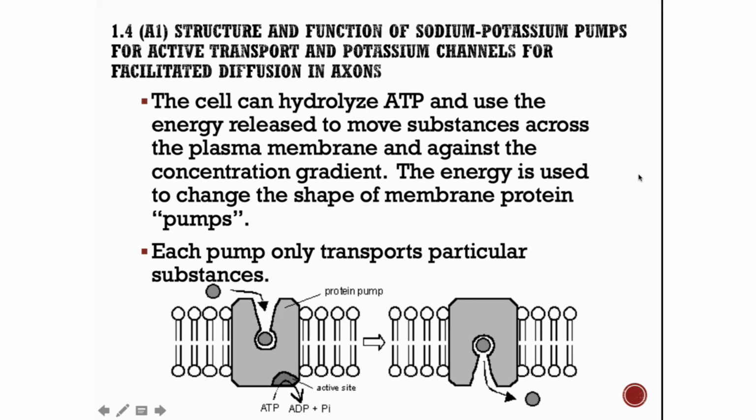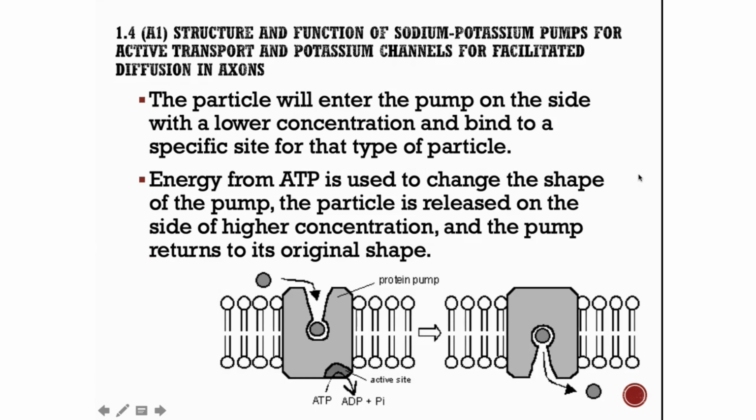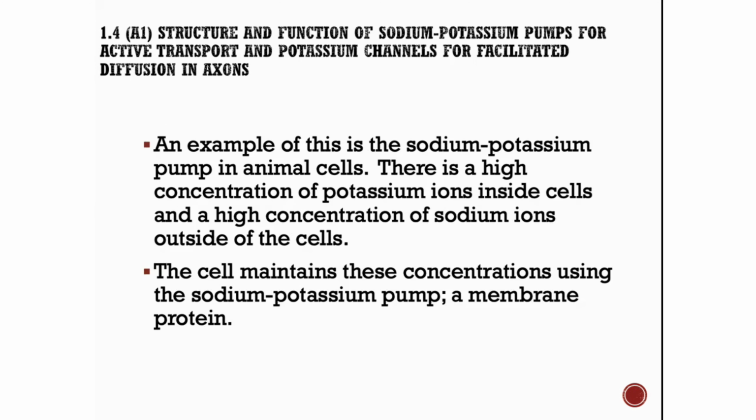Each pump only transports particular substances. The particle will enter the pump on the side with a lower concentration and bind to a specific site for that type of particle. Energy from ATP is used to change the shape of the pump. The particle is released on the side of the higher concentration and the pump returns to its original shape. An example of this is the sodium-potassium pump in animal cells. There is a higher concentration of potassium ions inside the cell and a higher concentration of sodium ions outside the cells. And what happens? The cell maintains this concentration using the sodium-potassium pump membrane protein.